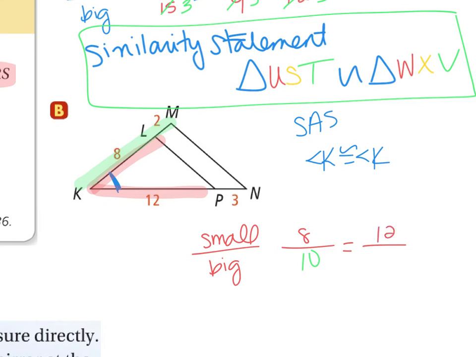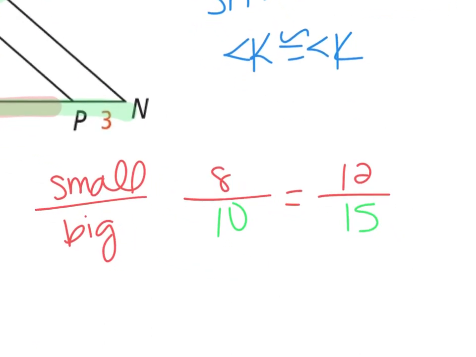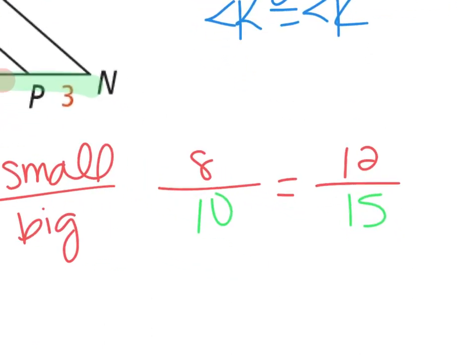And the bottom side on the big one would be 15. 12 plus 3, so 15. Okay, so now in order for these triangles to be similar, we just need to reduce these, and if they reduce down to the same thing, we're good to go.